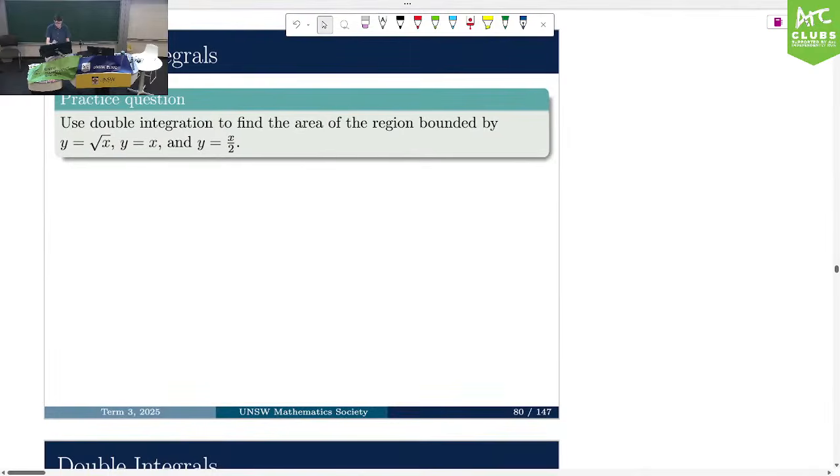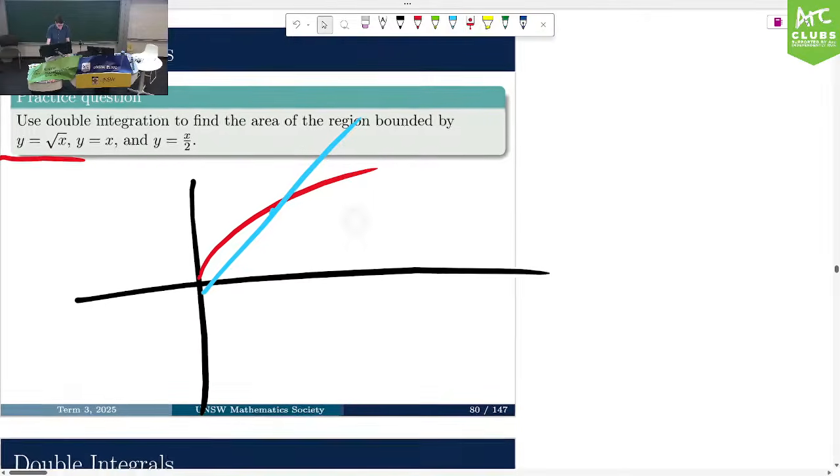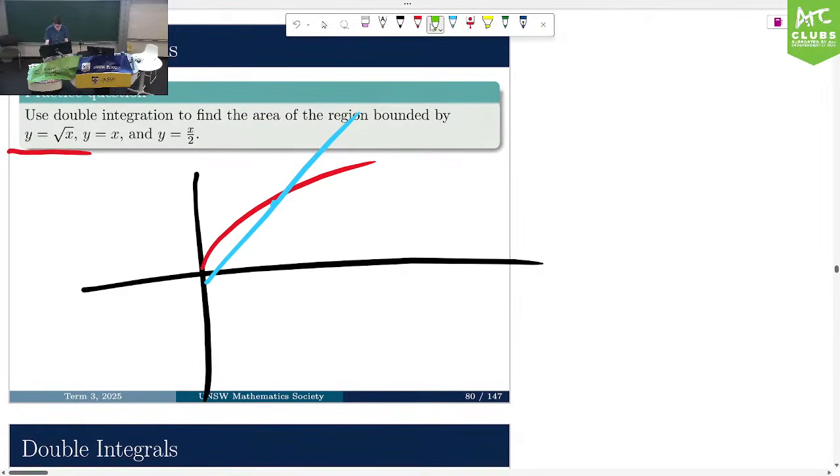So first of all, we just want to plot out what this region looks like. We're told it's bounded by the line y equals square root x. It looks something like this. y equals x would be intercepting it like this. And then y equals x over 2, so that would have half of the gradient, so that would be down here. Okay, have I made a mistake yet? Don't think so. Yeah, looks something like that.